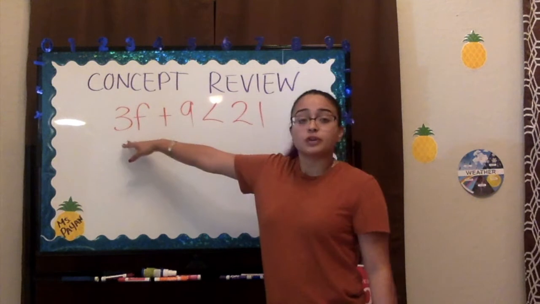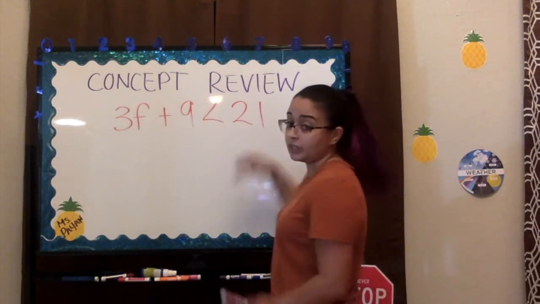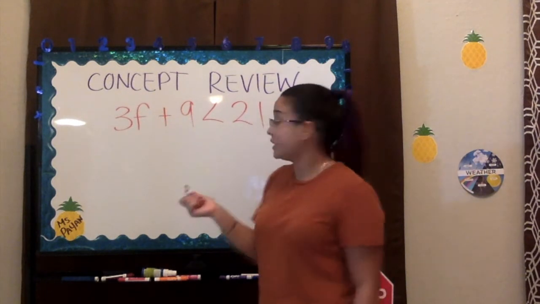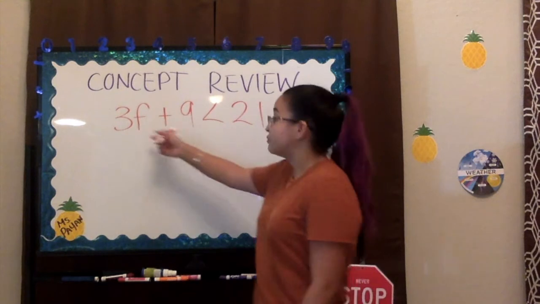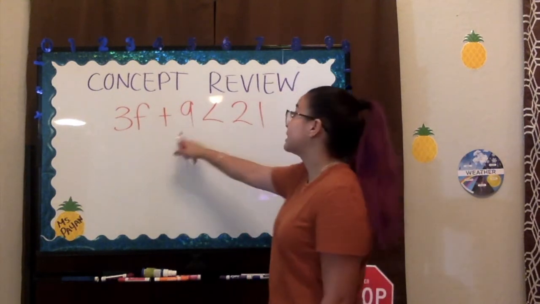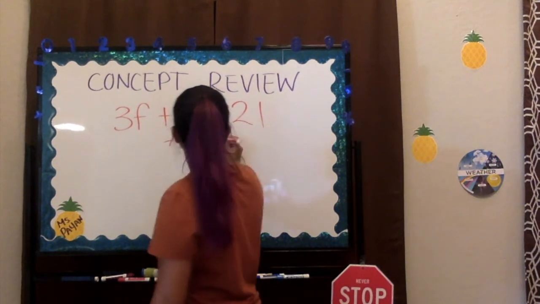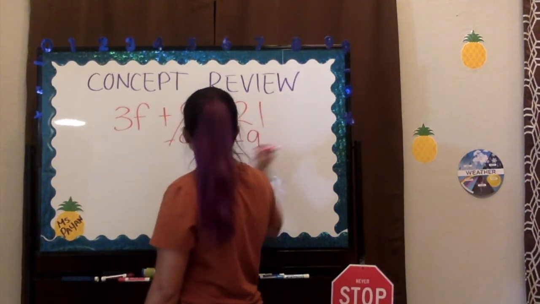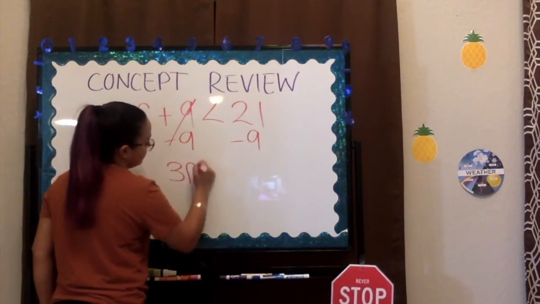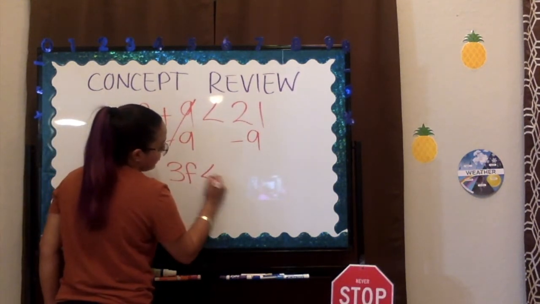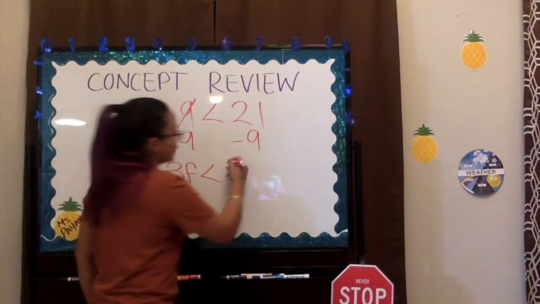Now we have 3f plus 9 is less than 21. Okay? So we're going to start off by trying to get our variable alone. For this, we are going to have to subtract 9 to both sides. We are left with 3f is less than 12.